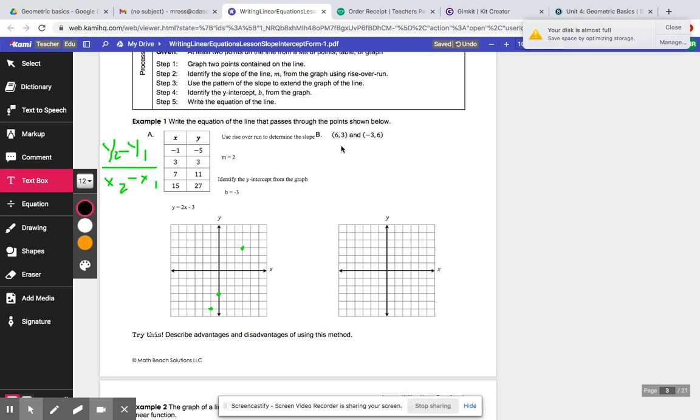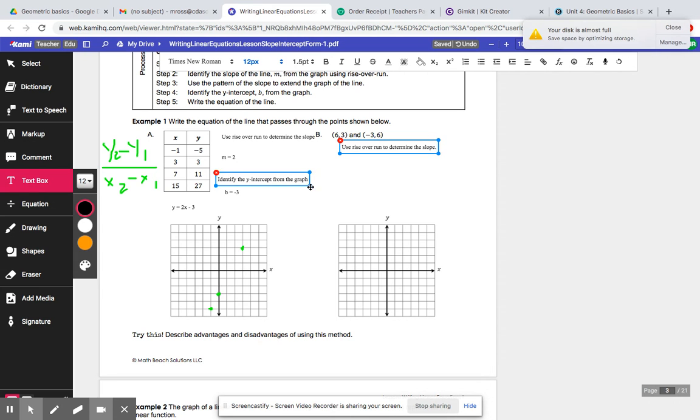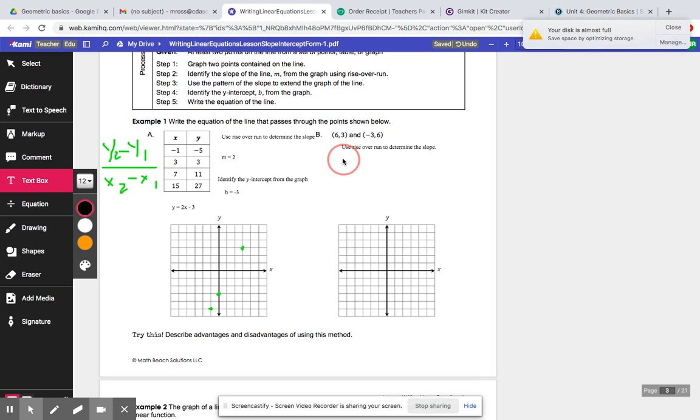Now, we can do this exact same thing, but with 2 points. The first thing we have to do is use rise over run to determine the slope. If we plug these points into the formula y2 minus y1 over x2 minus x1, we get m equals -1 over 3. And after you have your slope, we can identify the y-intercept from the graph.